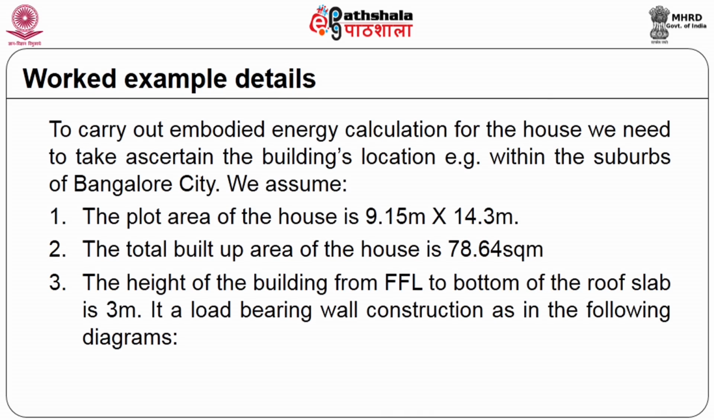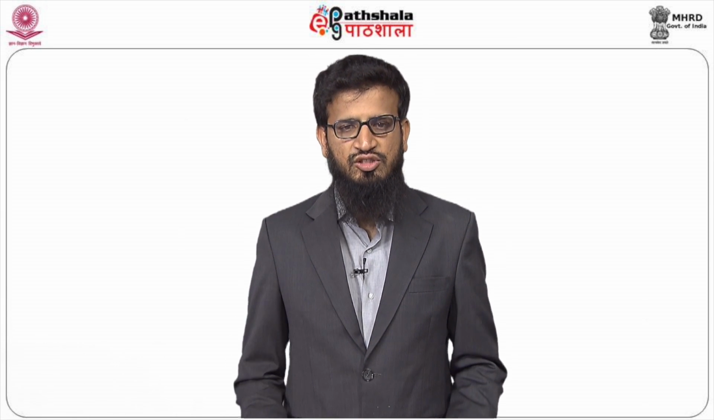Now to carry out the exercise, we have taken a simple house which is situated in the suburbs of Bangalore. The plot area is around 9.15 meter by 14 meter, which is equivalent to around 30 feet by 45 feet. The total built up area of the house is around 78 square meter, which is equivalent to around 800 square feet. The height of the building from the FFL to the bottom of the roof slab is around 3 meter, and for simple calculation, we consider a load bearing wall construction, with no column construction.